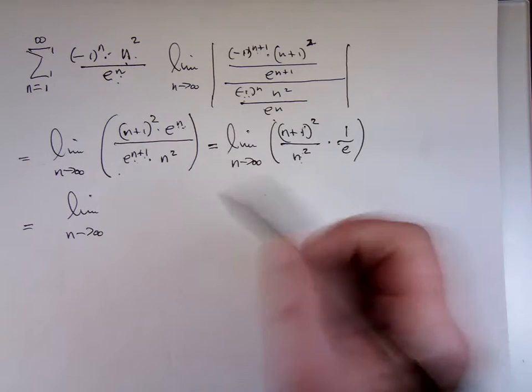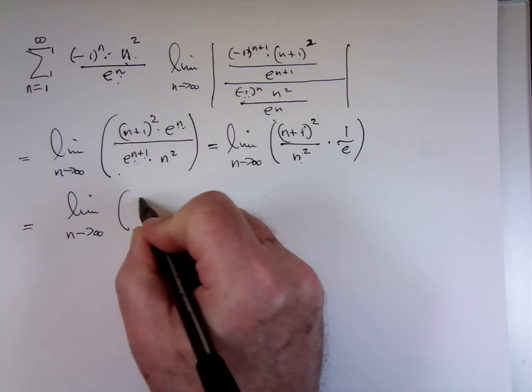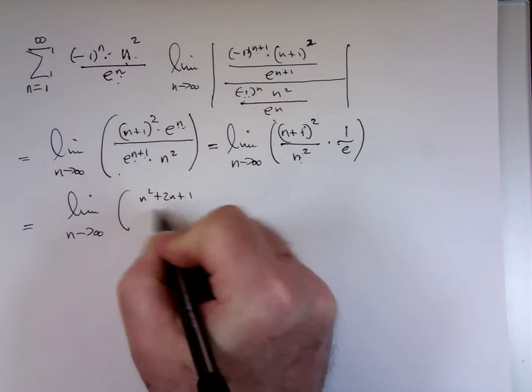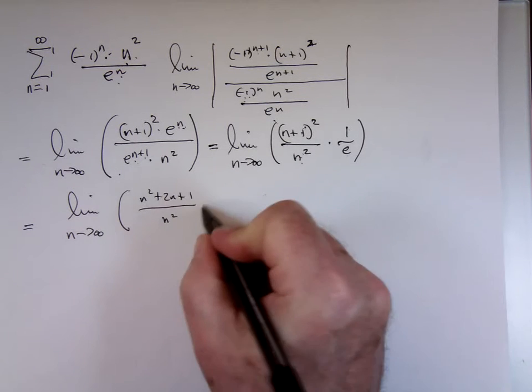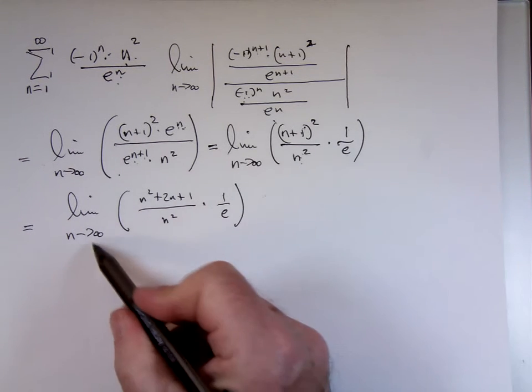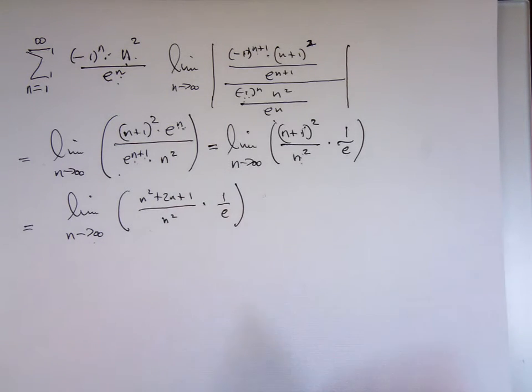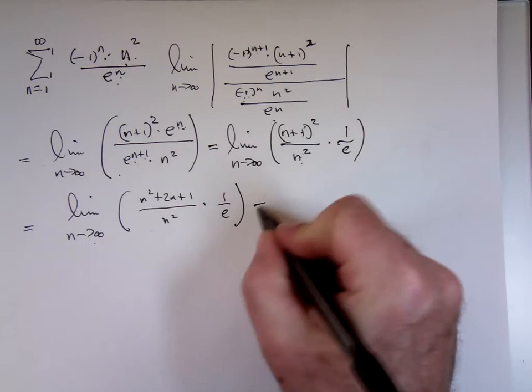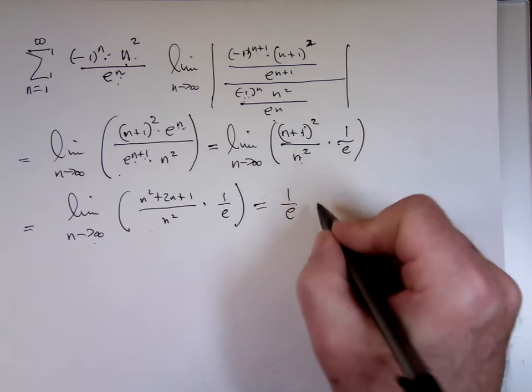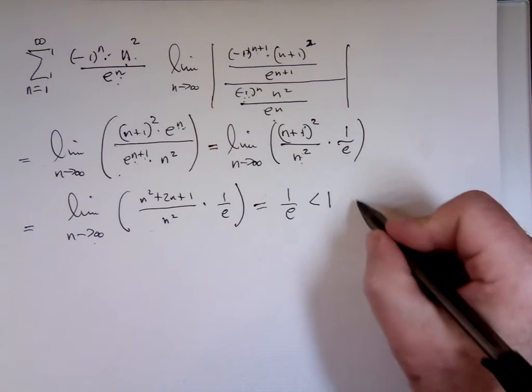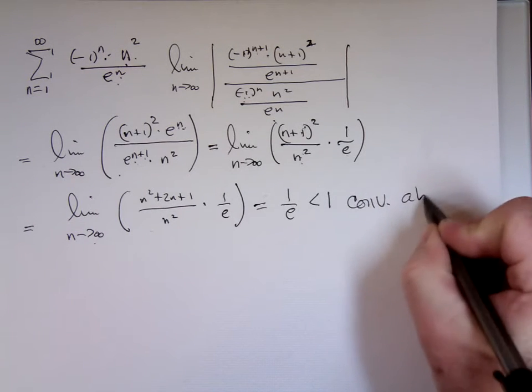Okay, what about this now? I'm going to multiply that out. That's n squared plus 2n plus 1, over an n squared, times 1 over e. As n goes to infinity, what's this limit equal to over here with the n's? 1. Thank you. Same degree, ratio of leading coefficients, 1. Or use L'Hopital's. When you take derivatives, you'll end up with 1. This limit is 1 over e. 1 over e is less than 1. The series converges absolutely.